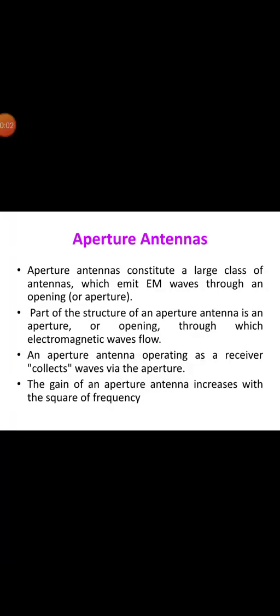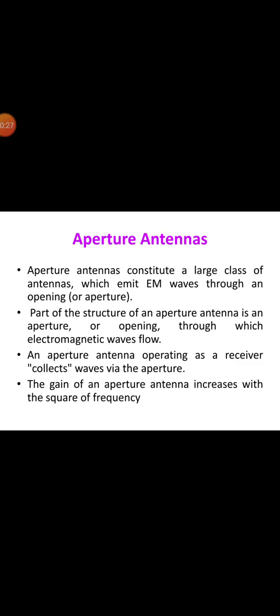Welcome to this presentation. In this module, let us discuss aperture antennas. Aperture antennas constitute a large class of antennas which emit electromagnetic waves through an opening. Part of the structure of an aperture antenna is an aperture or opening through which electromagnetic waves flow. And an aperture antenna operating as a receiver collects waves via the aperture.